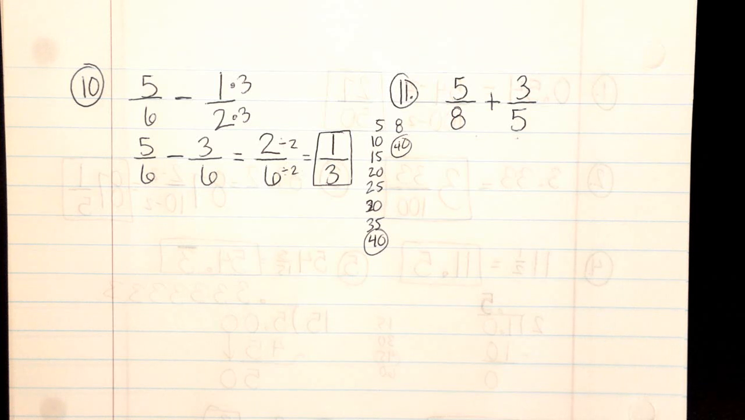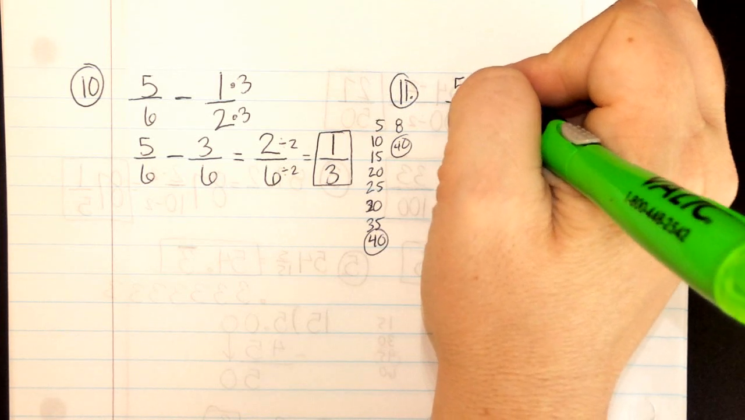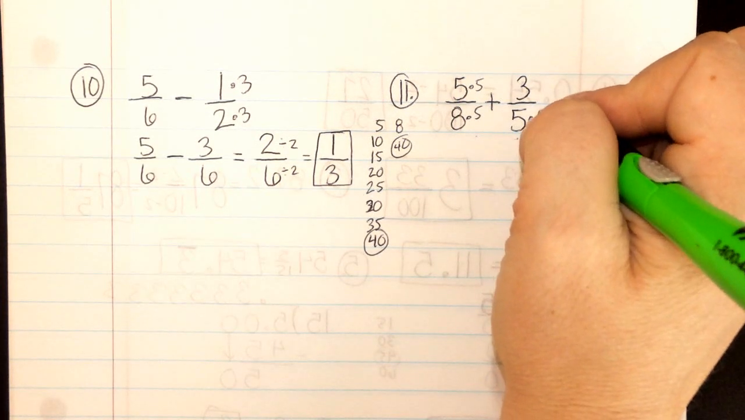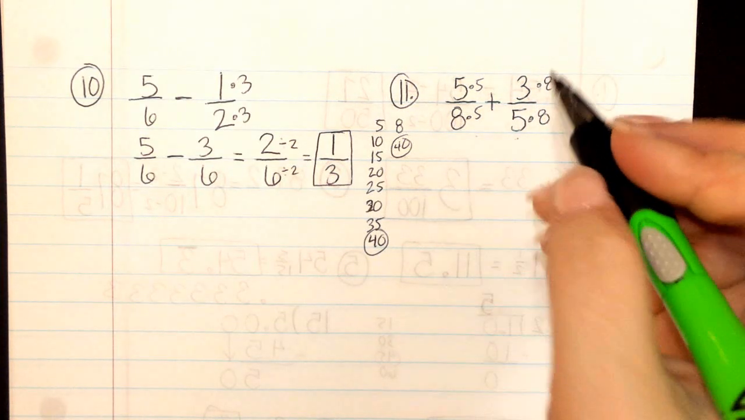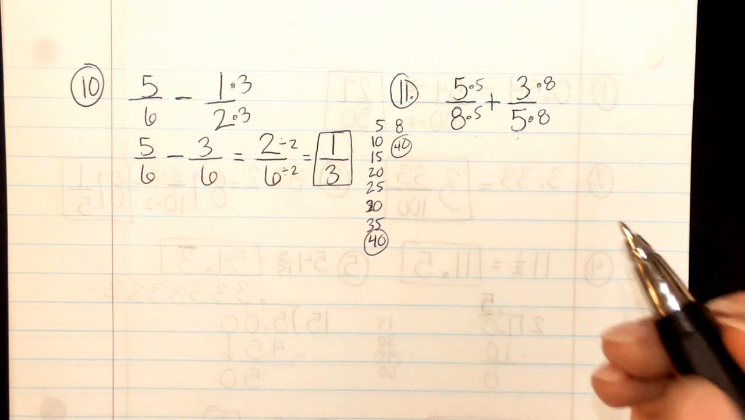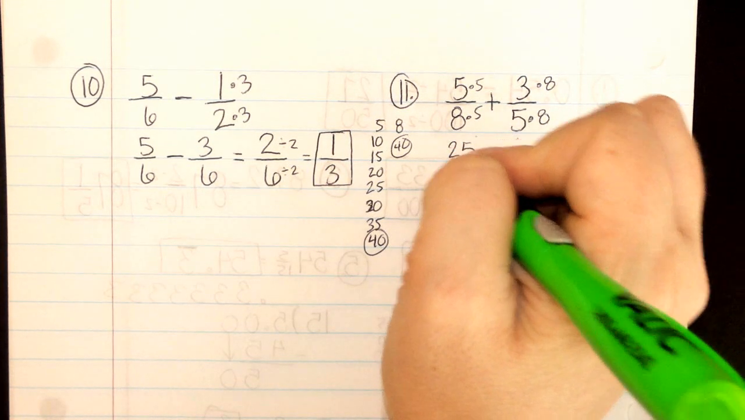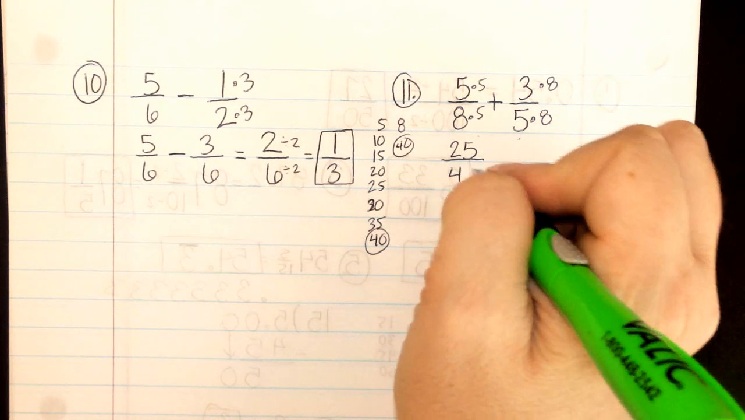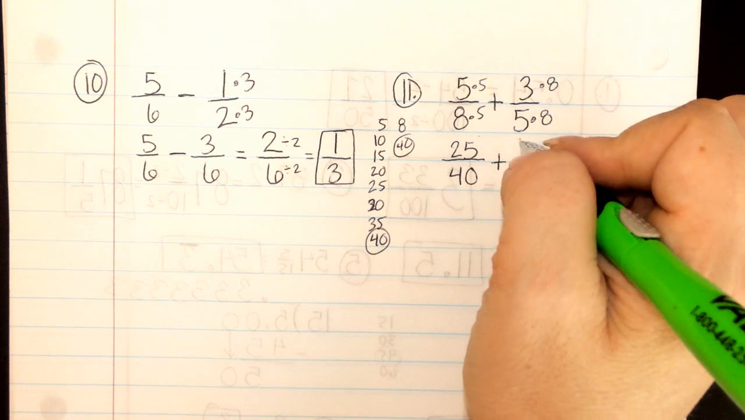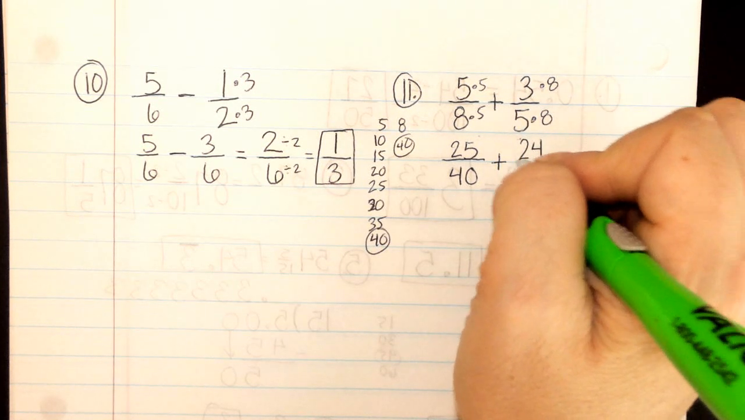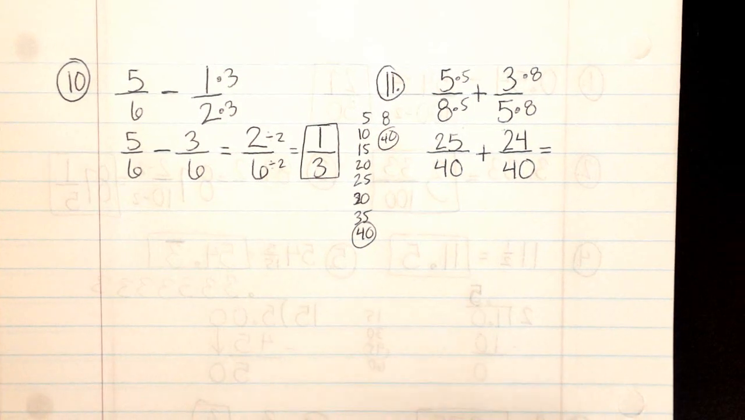Okay. So I'm going to multiply 8 times 5, and if I do it on the bottom, do it on top. And I multiply 5 times 8. If I do it on the bottom, do it on top. Because our goal is to make a 40. All right, so my first fraction becomes 25 over 40 plus 3 times 8 is 24 over 40.